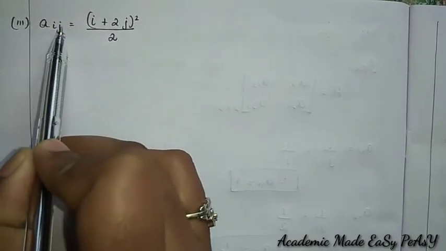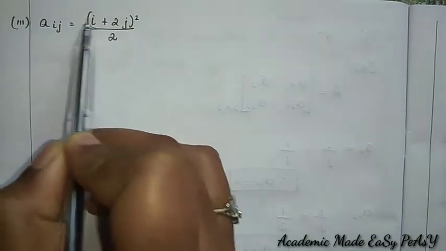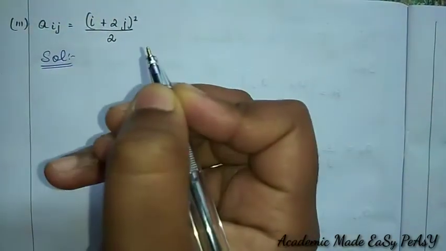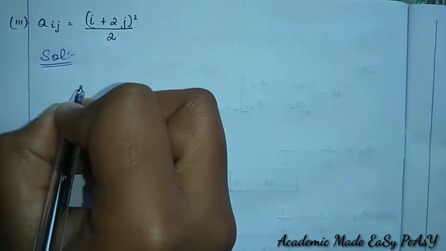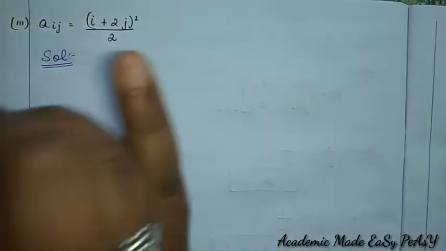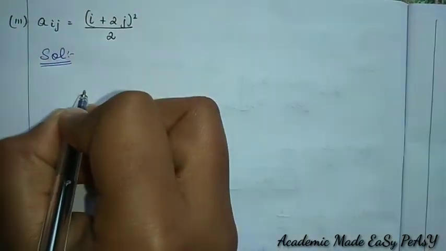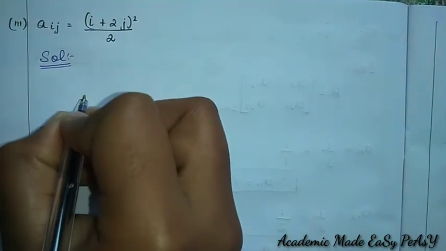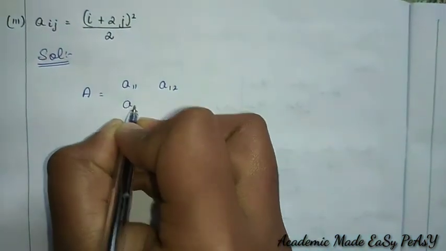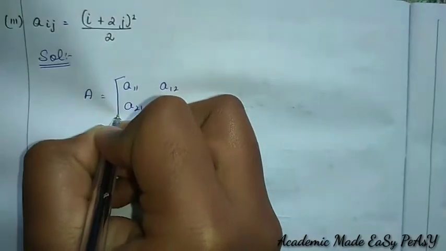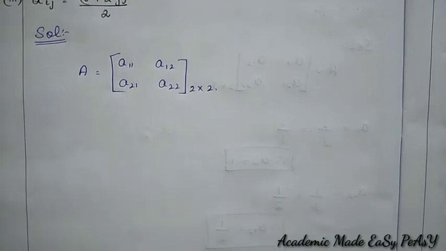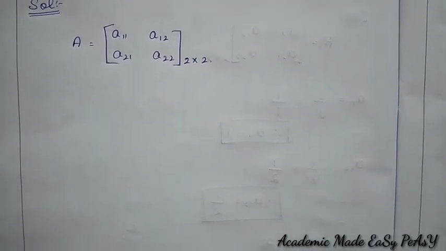Subdivision 3, Aij is equal to (i plus 2j) the whole square divided by 2. So even this subdivision is very similar to the previous sums. So therefore first let us write the general form. So always write the general form to make your calculations very easy and presentable. A is equal to A11, A12, A21, A22 of the order 2 by 2. Since the given order is 2 by 2, I am taking it like this. So now I will start finding the elements.